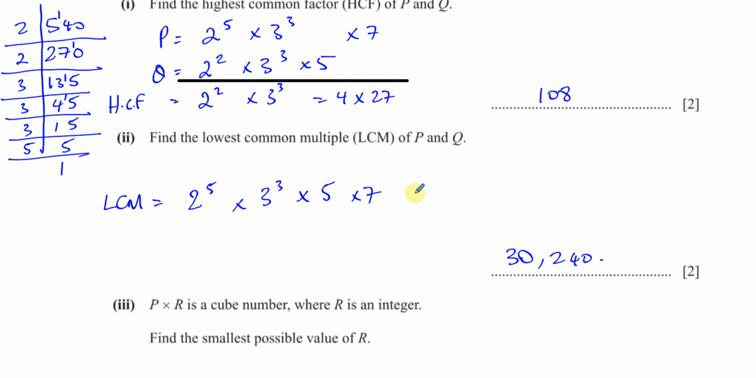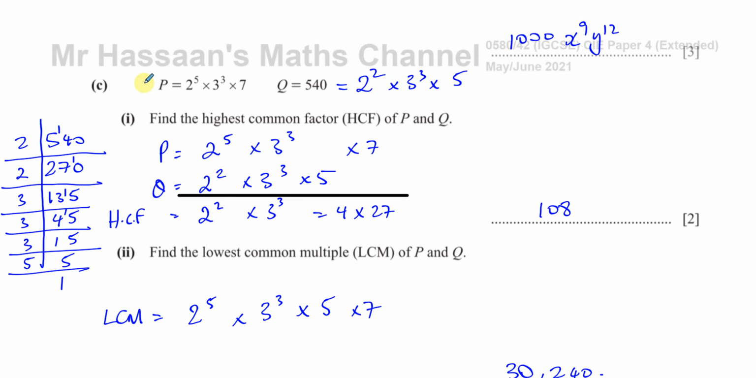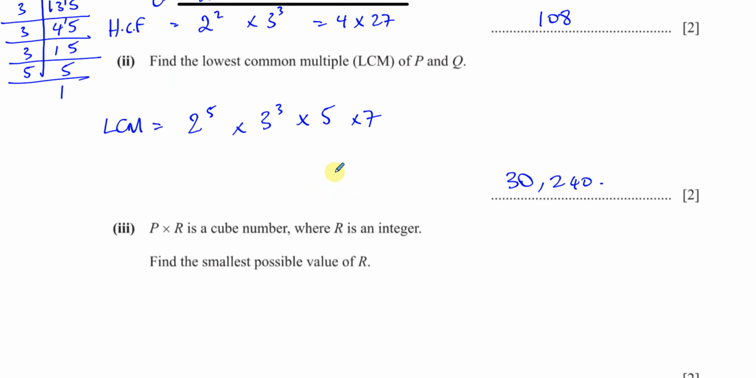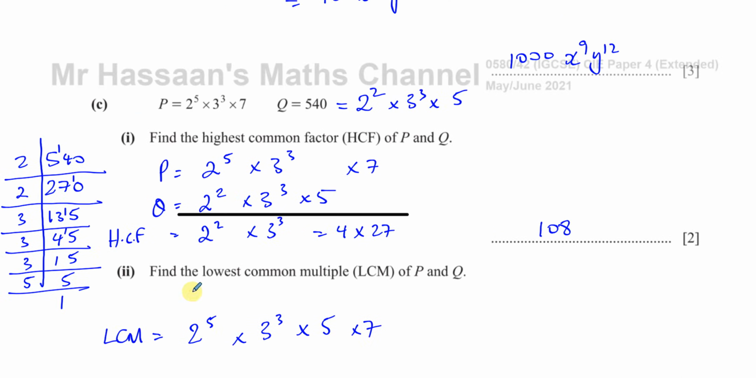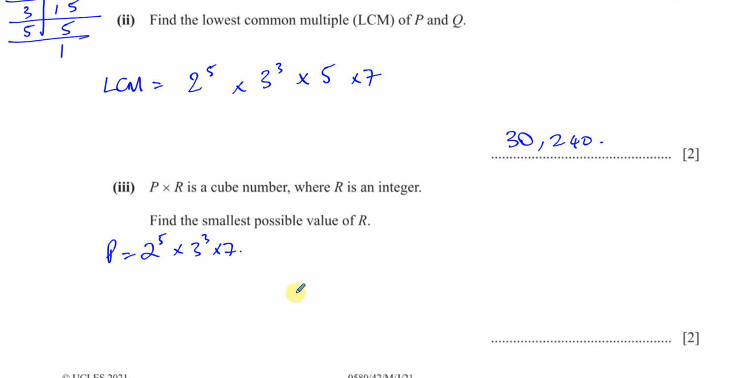Then for part 2, it says P times R is a cube number where R is an integer. So R is not a number in these. It's just we have to deal with P. So we know that P is equal to 2 to the power of 5 times 3 cubed times 7. And R is an integer. So we know that P times R is a cube number. So we've got to find the smallest possible value of R. So when you take this number, 2 to the power of 5 times 3 to the power of 3 times 7, and you multiply it by R, you will end up with a number which is a cube number.